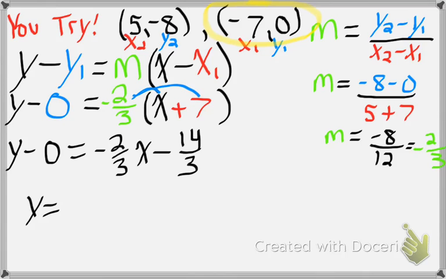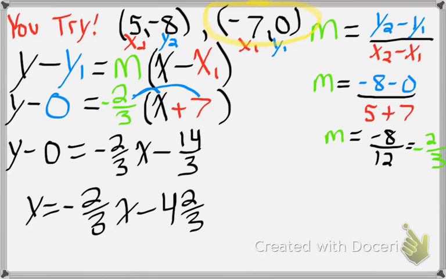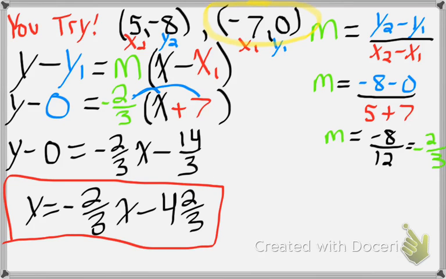So y equals negative 2/3 x. Now I'm going to go ahead and write that as the mixed number version, so negative 4 2/3. And that's your final answer in slope-intercept form of the equation of the line that passes through these 2 points.